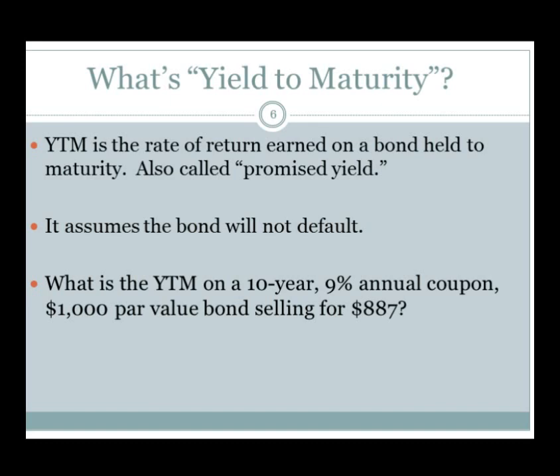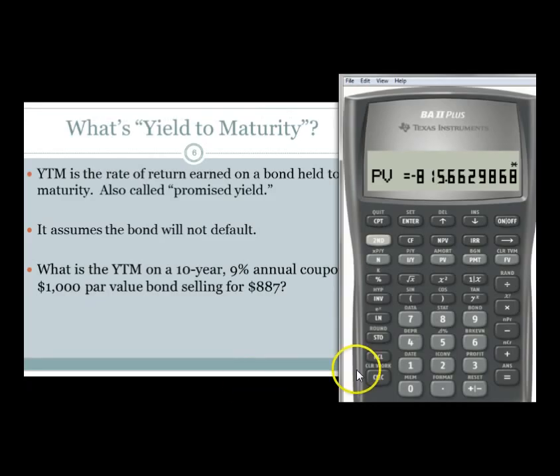So what is the yield to maturity on a 10-year 9% annual coupon, $1,000 par value bond selling for $887? Let's bring in the calculator. So there's our last calculation we did. Let's clear that out, and let's clear out time value of money. So what is yield to maturity? We're going to solve for our I/Y, our yield to maturity, on a 10-year bond. And we're assuming annual coupon payments at this point.